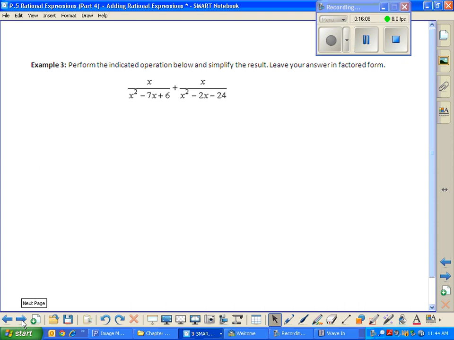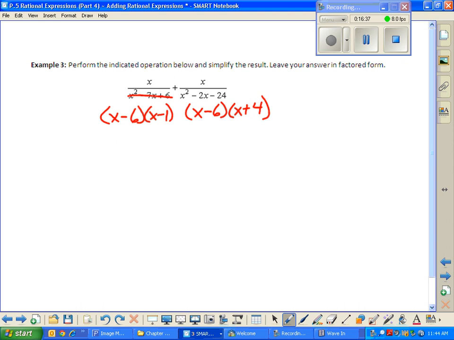I see my eyeballs go to the denominator right away. I'm like, oh, they're not the same. That stinks. So there's a little more to it. I would factor first. So I'm going to factor x squared minus 7x plus 6. It's going to be x minus 6, x minus 1. And then factors of negative 24 that make negative 2 would be negative 6 and positive 4.